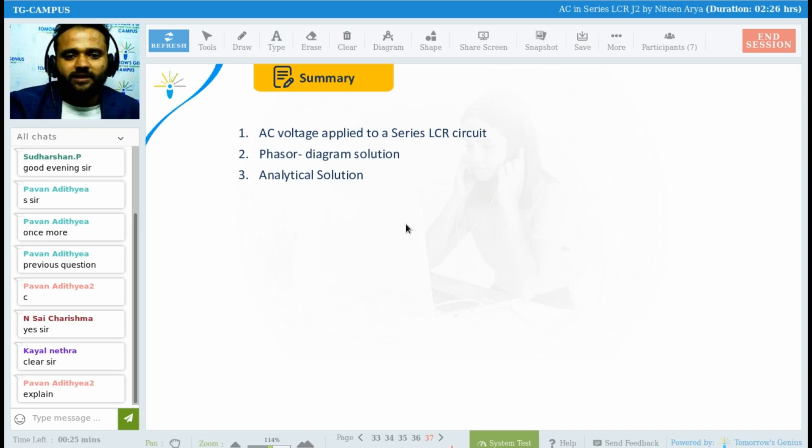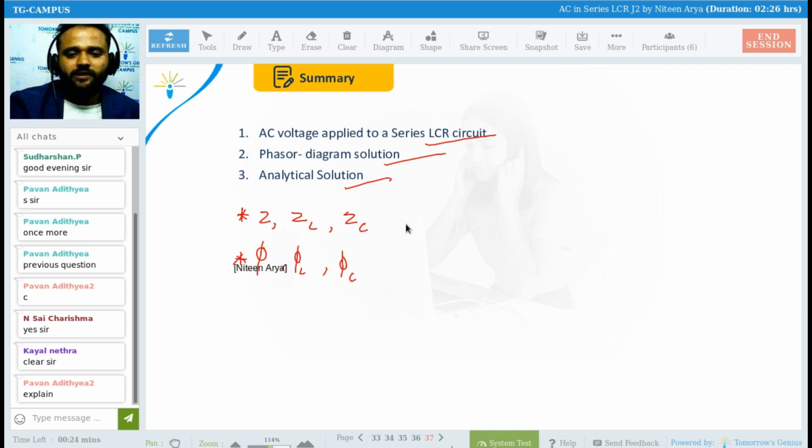So this is the summary of today's class. What we learned in this: AC voltage applied to a series LCR circuit, and the phasor diagram. In this, the most important things are ZL, ZC, or in general Z. Z is the impedance for the LCR circuit. ZL is the impedance for the LR circuit. ZC is the impedance for what? The capacitive circuit. In the same way, phi is the phase angle for the LCR circuit, phi L is the phase angle for the LR circuit, and phi C is the phase angle for the capacitive circuit.